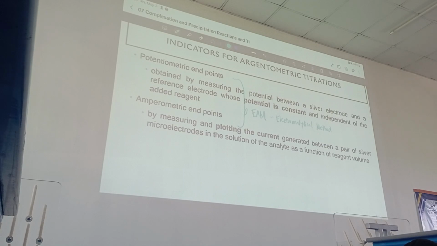Amperometric is by measuring and plotting the current generated between a pair of silver microelectrodes in solution, as a function of reagent volume. So, technically, you are using cells here, either an electrolytic or galvanic cell.